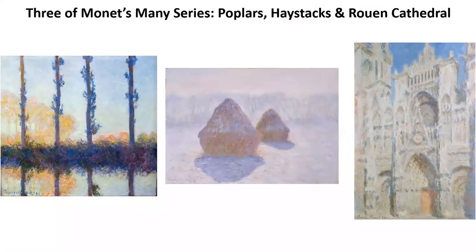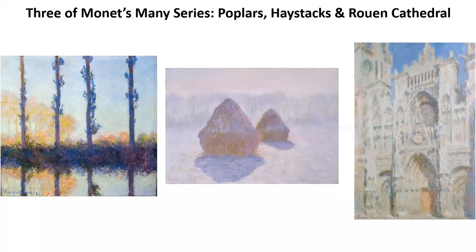Now, these are three of Monet's many series. What a series is for Monet is where he comes up with an idea to paint the same subject over and over again, and he's going to show you the scene at different times of the day, or different times of the year, or different atmospheric conditions, like a cloudy day versus a sunny day versus a rainy day, et cetera. These are just three examples of series that Monet did: the poplars on the left, the haystacks in the middle, and the Rouen Cathedral on the right. And he did a number of paintings of all three of these.